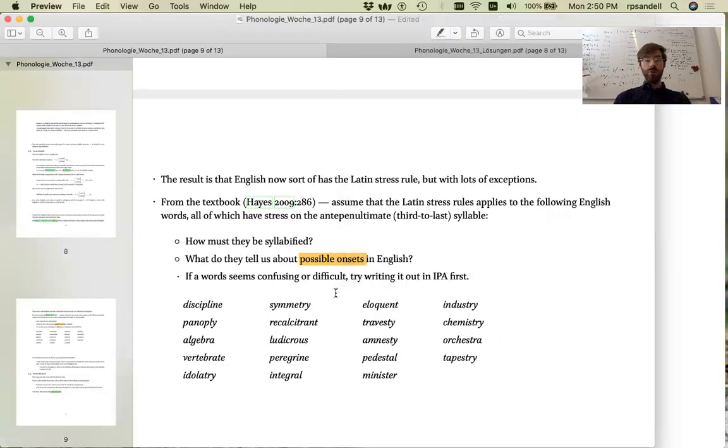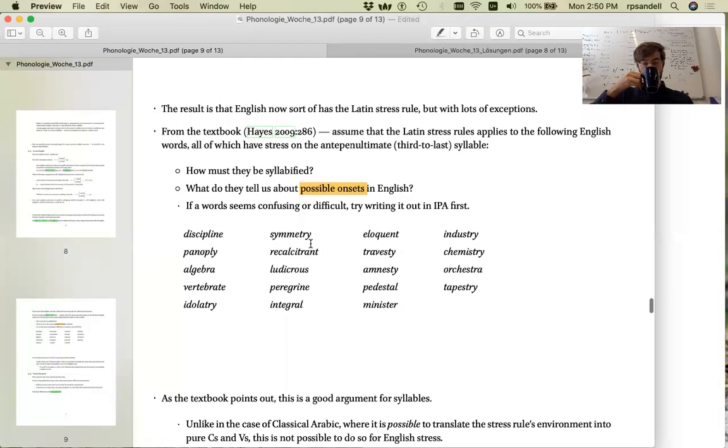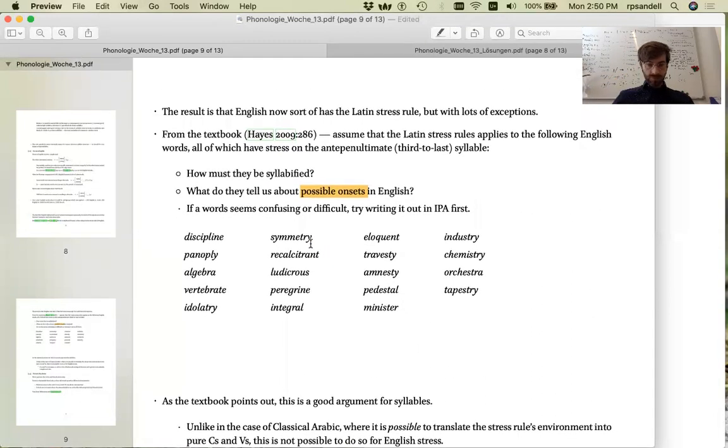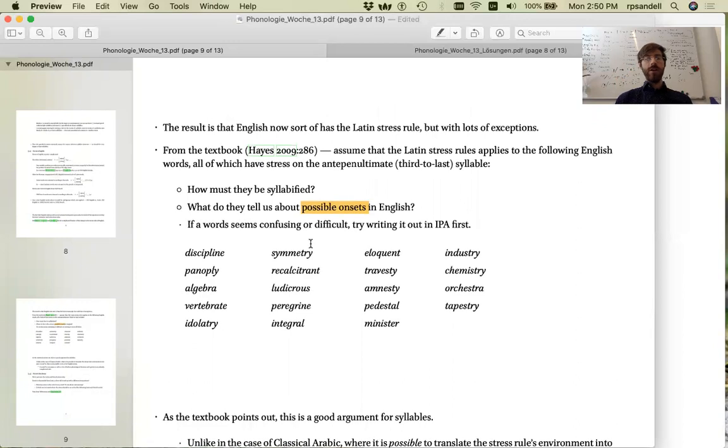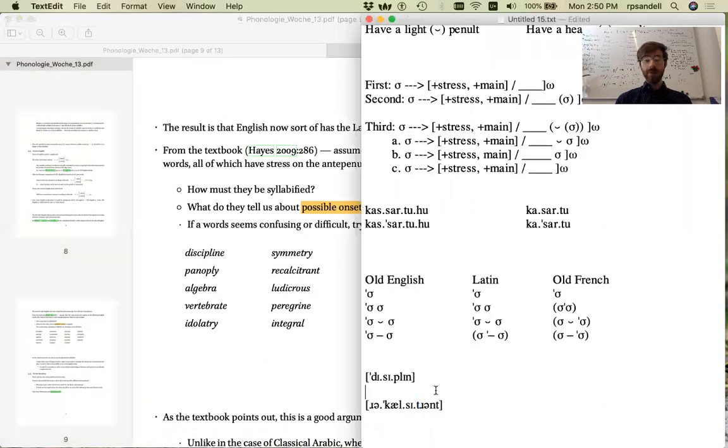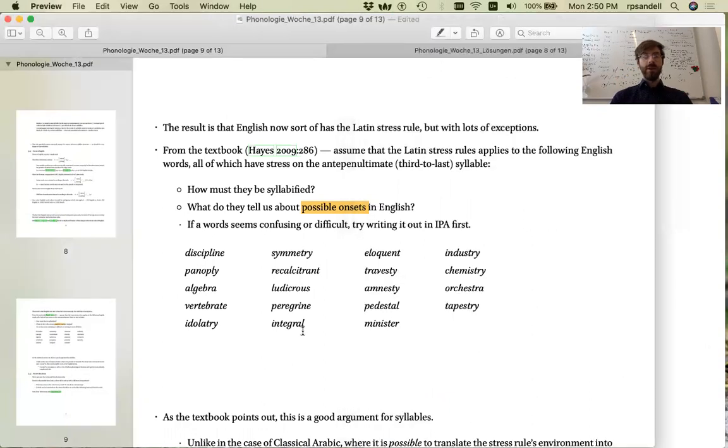So in all of these words, we can have primary stress falling on the second to last syllable, assuming that there are going to be complex onsets built in certain cases.